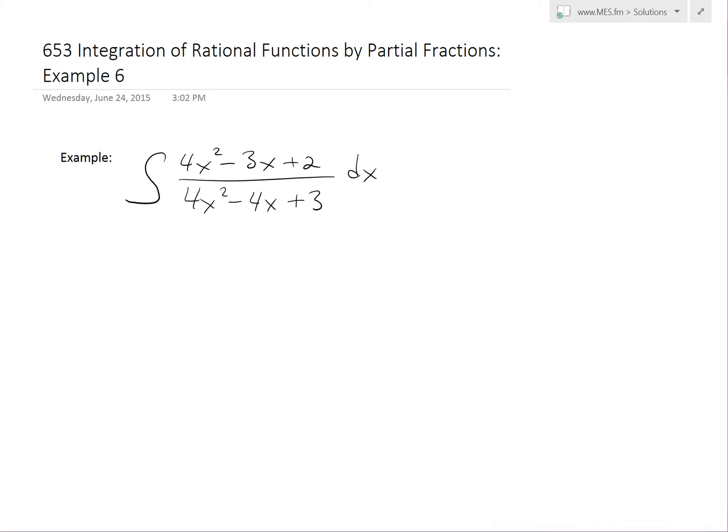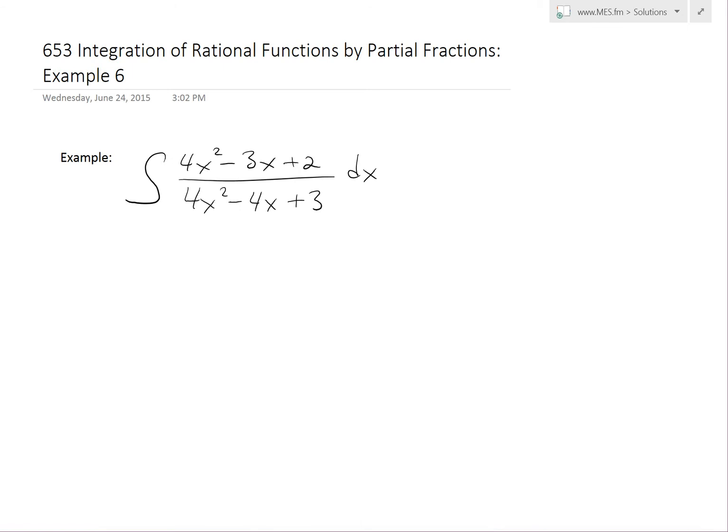Let's discuss further the integration of rational functions by partial fractions, and now look at example 6 of the example series. Basically, I'll solve this example, which states: find the integral of (4x squared minus 3x plus 2) divided by (4x squared minus 4x plus 3) dx. Now this is pretty complicated.